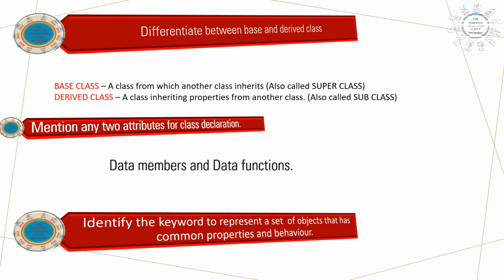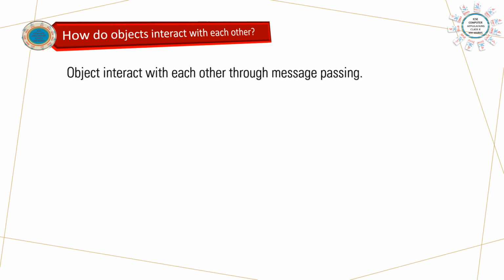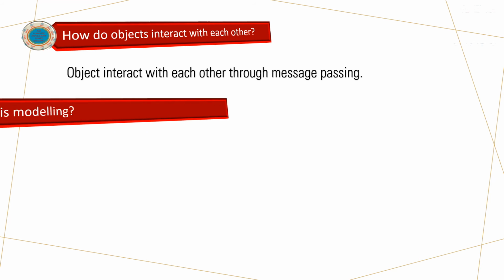Logical questions also can be asked. Think about the answer and give it. So the answer for this question is class. How do objects interact with each other? Through message passing. This question also can be asked. What is message passing? The interaction between the objects is known as message passing.